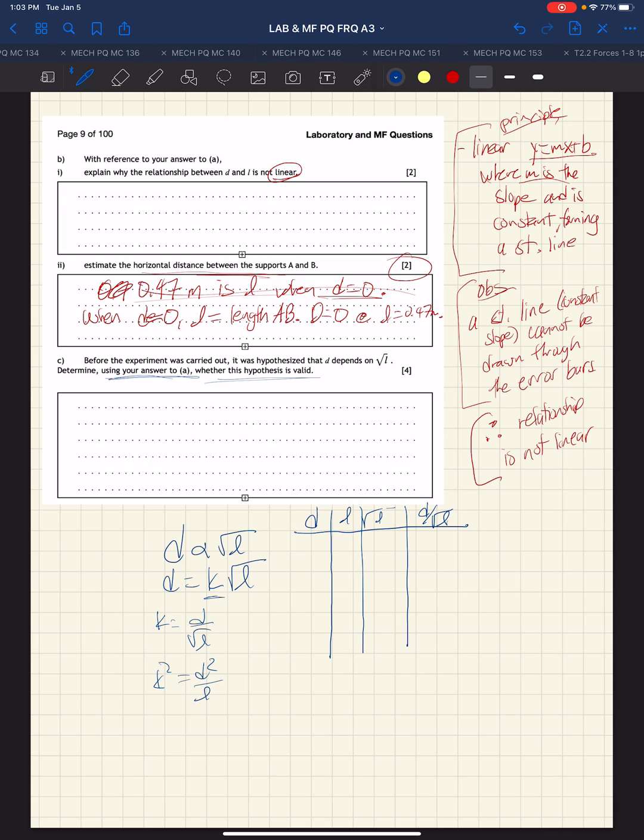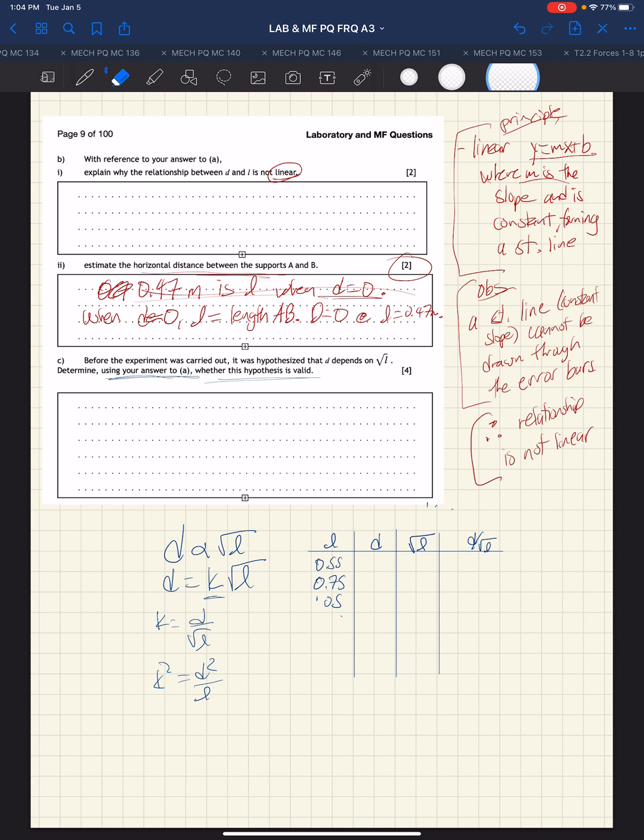So we need to choose some points off the graph, and those points are, let me change the label so the order makes a little more sense. We'll have L, D, square root of L, and then D over the square root of L. So L of 0.55, 0.75, 1.05, 1.35, 1.65.